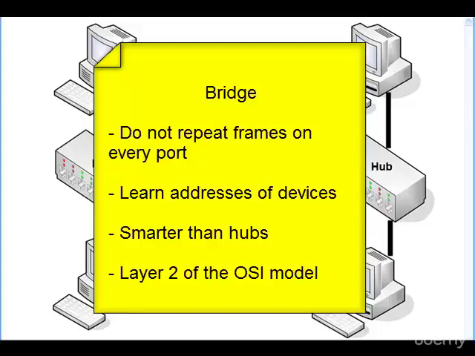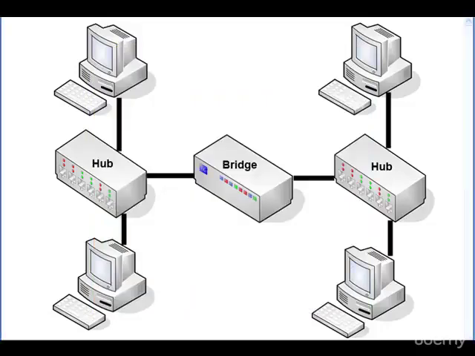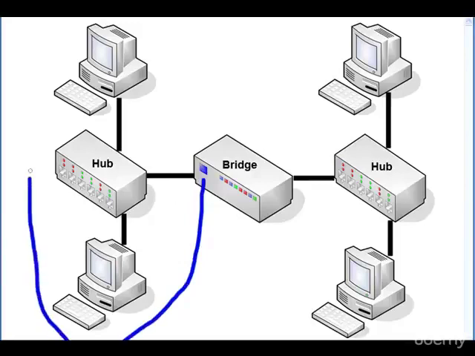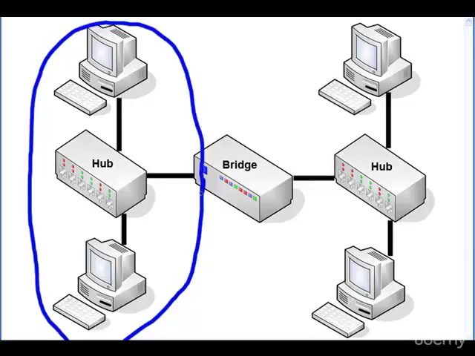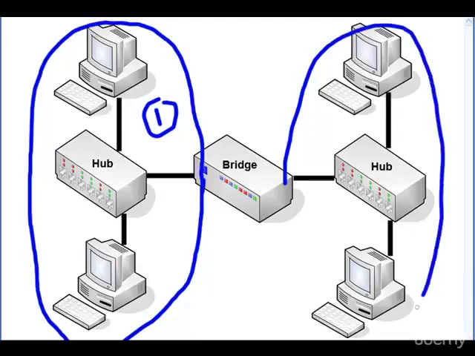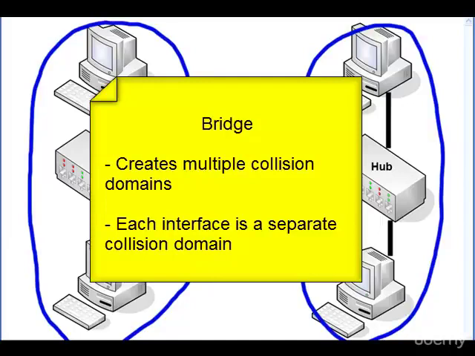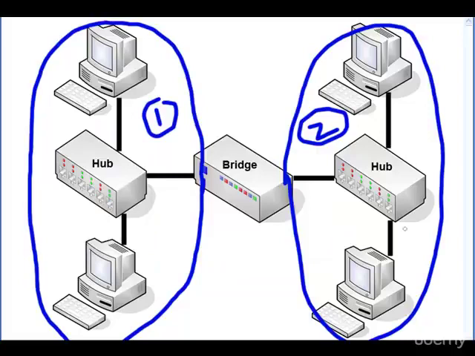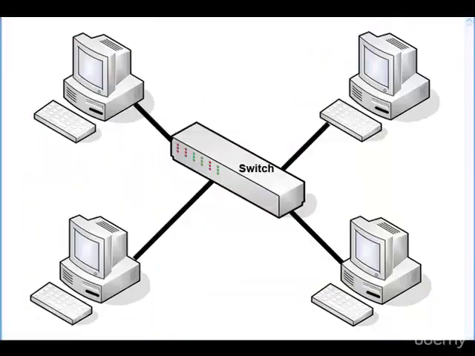And so with that in mind, we know that a bridge creates multiple collision domains. So every interface connected to a bridge is a separate collision domain. So that's one collision domain, and then this interface is a separate collision domain. And so we'll just call that number 2. So a bridge creates multiple collision domains, and every interface on a bridge is a separate collision domain. Let's go ahead and take a look at how switches perform.